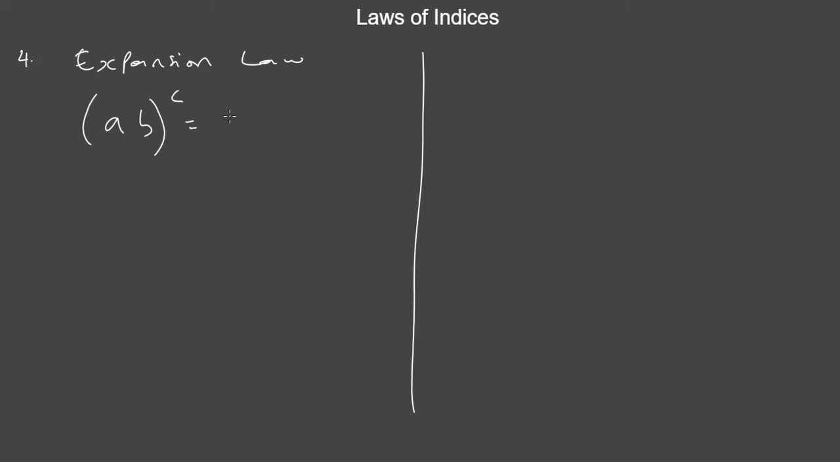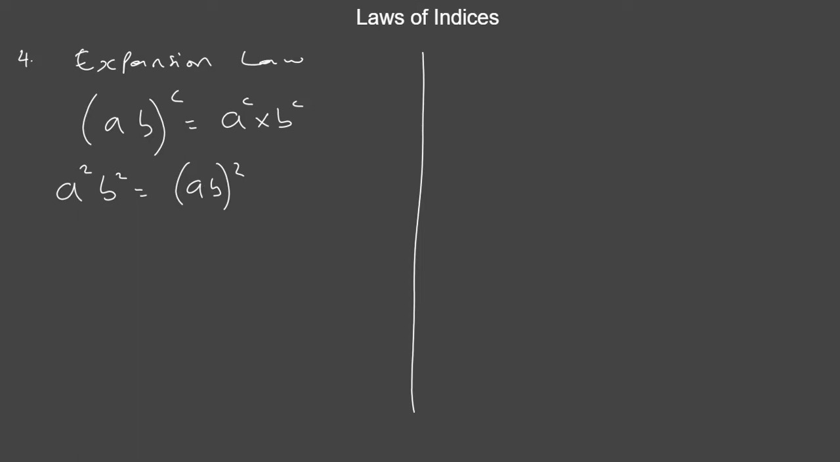You expand this as follows. You take the first one raised to the power of c, times the second one raised to the power of c. So you can write it out this way. And you can also reverse it. If I have something like a raised to the power of 2 times b raised to the power of 2, I can take the ab and bring out the power like this. So this is the expansion law.